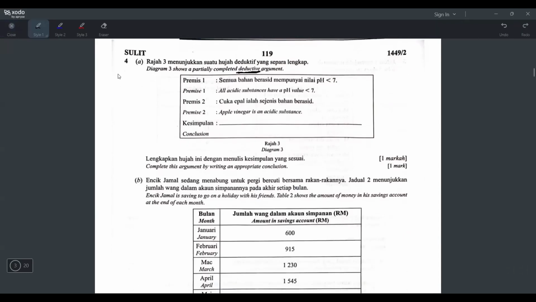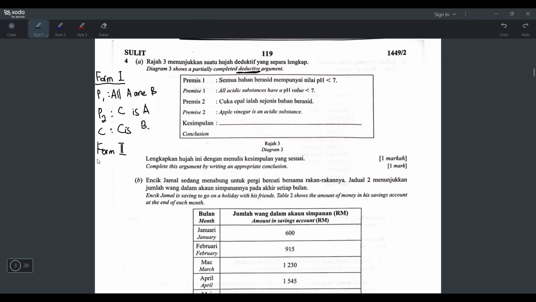Let me write. Okay, I'll write here. So form yang pertama. Okay, form yang pertama. So the premise 1 is all A are B. Okay. Premise 2, C is A. Conclusion, C is B. And then form kedua.